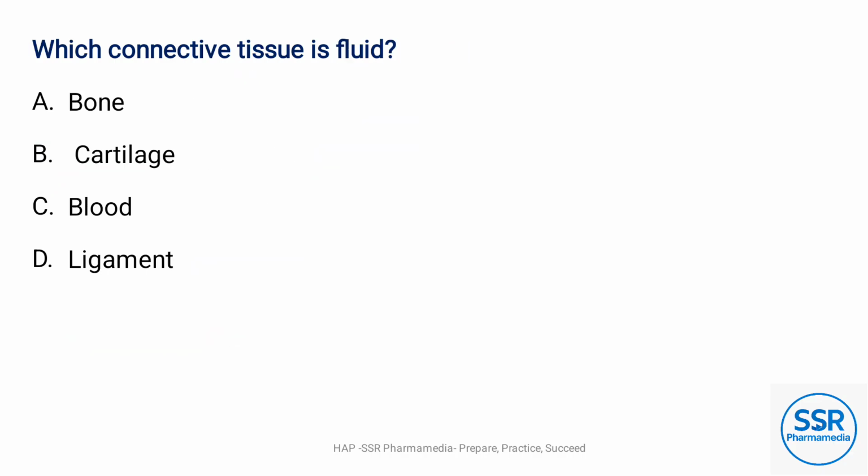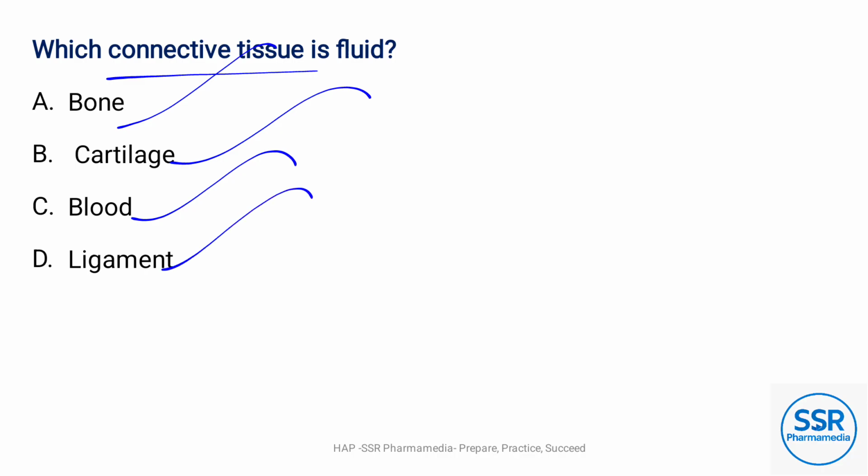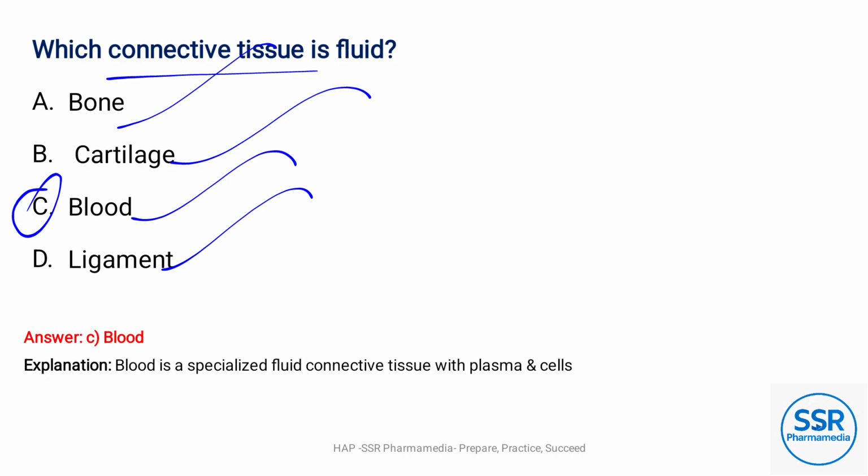So next question, which connective tissue is fluid? Option A, bone. Option B, cartilage. Option C, blood. Option D, ligament. So the fluid connective tissue is nothing but blood. The option is C. Blood is a specialized fluid connective tissue with plasma and cells.